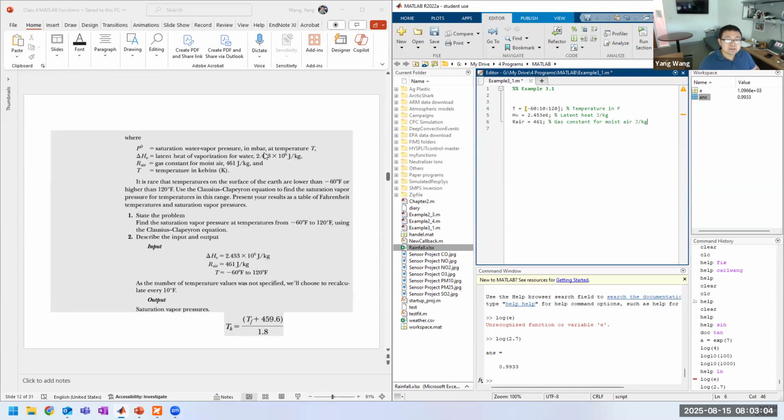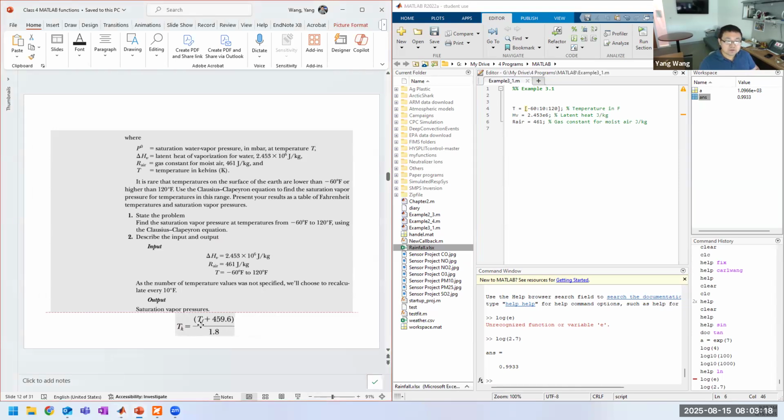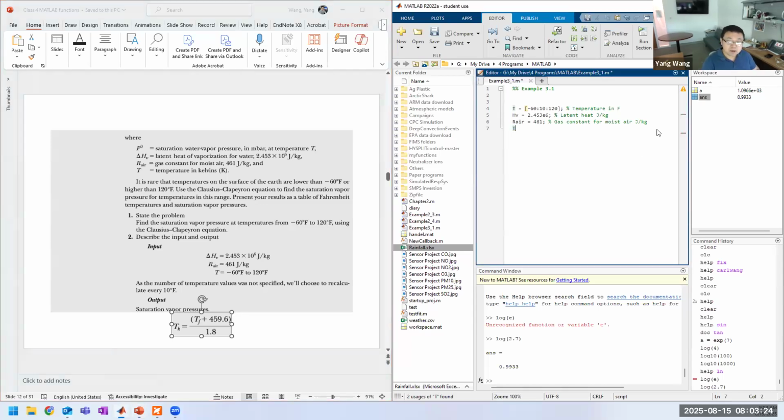And then the T here should have the unit of Kelvin, but right now we have the unit of Fahrenheit. So I have to change Fahrenheit into Kelvin. Luckily, here we have the equation to do the conversion from Fahrenheit to Kelvin. Let's type in TK equals, since we defined this as TF, TF plus 459.6, divided by 1.8. This is the temperature in K.